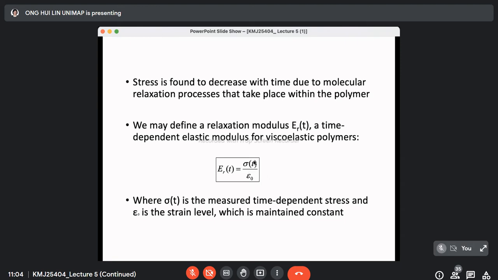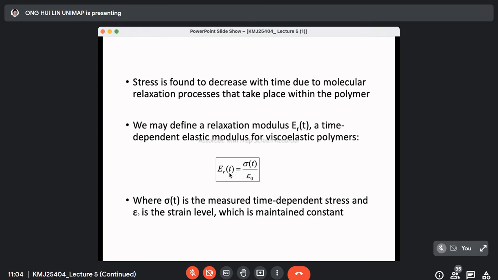So still the same, we use the equation, and this equation is always universal, regardless of what kind of mechanical test you are doing, either tensile, flexural, or when it involves the modulus, it's always stress versus strain. Same goes here, but this is at a certain time. Example, relaxation modulus at 10 seconds or 20 seconds. It has a time. If you want to know at 10 seconds, what is the relaxation modulus? At 20 seconds, what is the relaxation modulus? So that's why there is a t here.